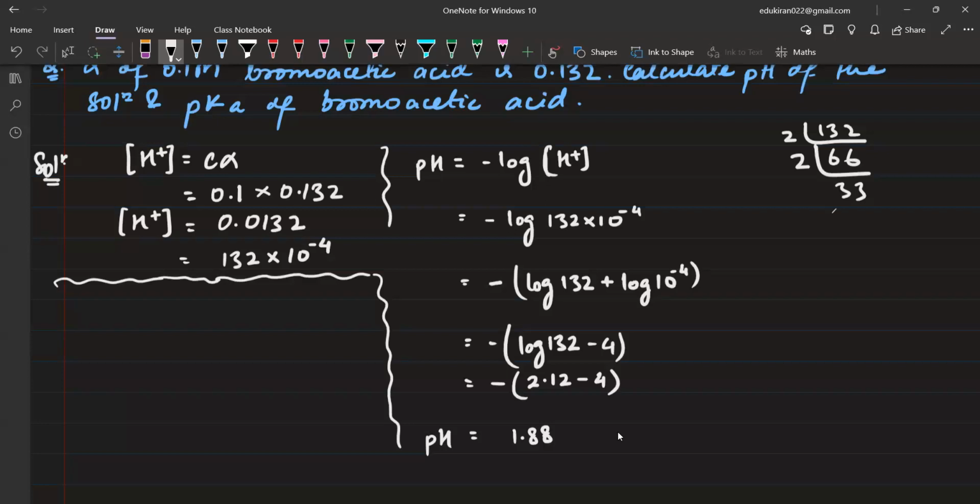Now next, you have to calculate the Ka, which will be equal to C alpha square upon 1 minus alpha. Here we cannot ignore alpha in 1 minus alpha, because you have been given the value of alpha, and it is also not like 0.00001 here. It is some value.